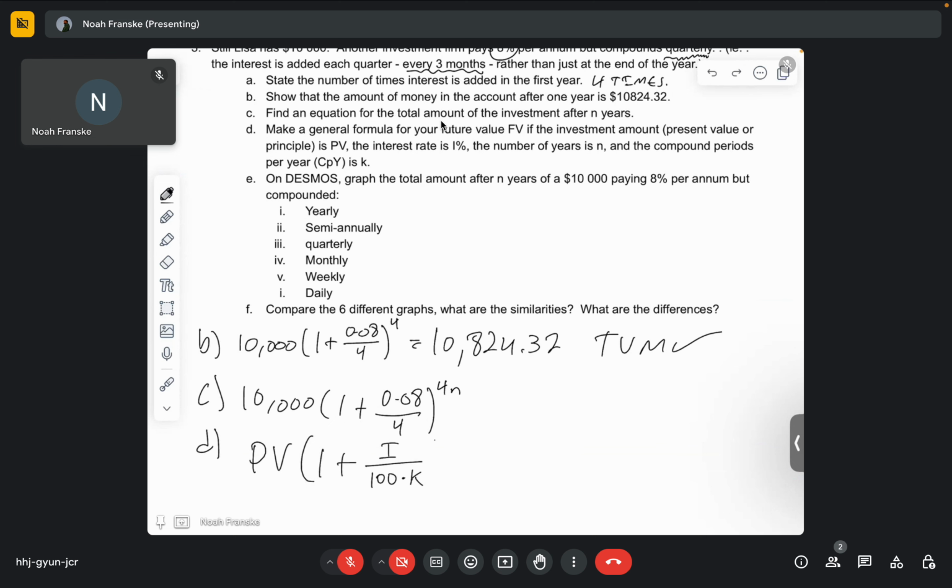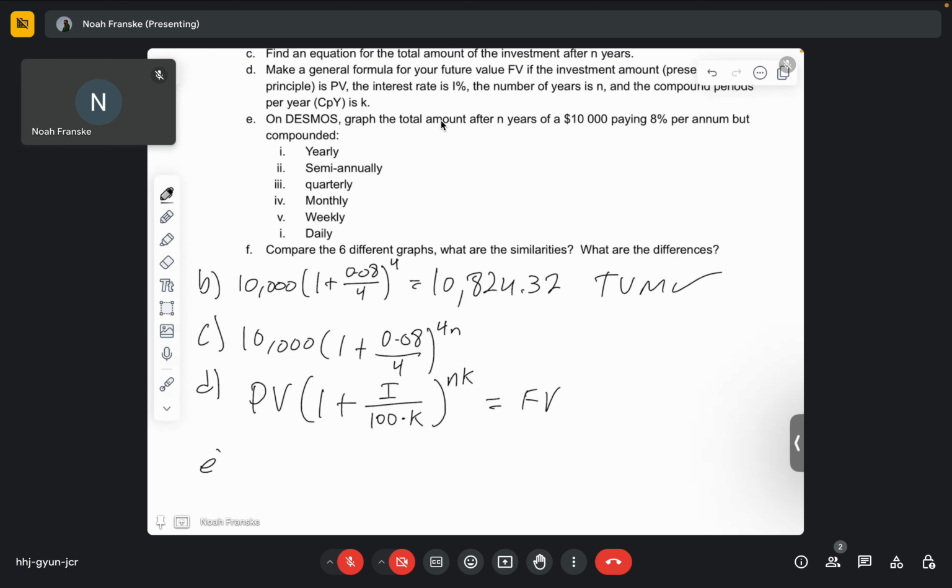And then raised to the NK, or KN, right? Because K is the number of times we're compounding, N is the number of years, and yeah, that's all there is to it. So PV, and that's equal to FV, our future value. PV times 1 plus I over 100K raised to the NK is our final value. And I'm pretty sure that's in your formula booklet.